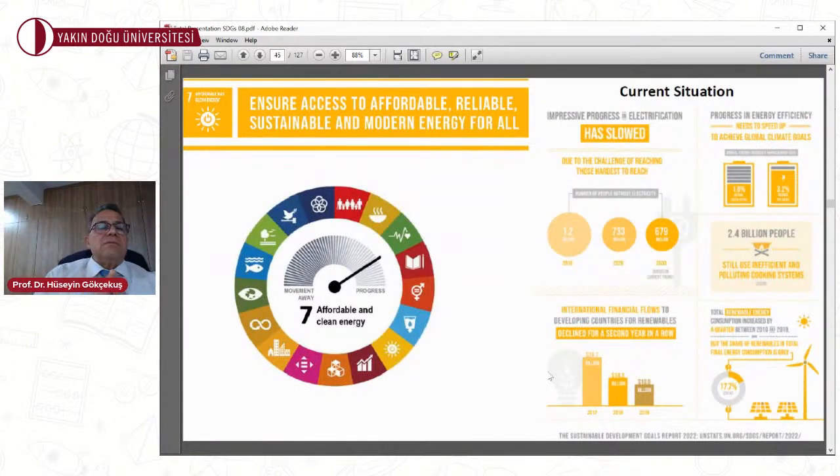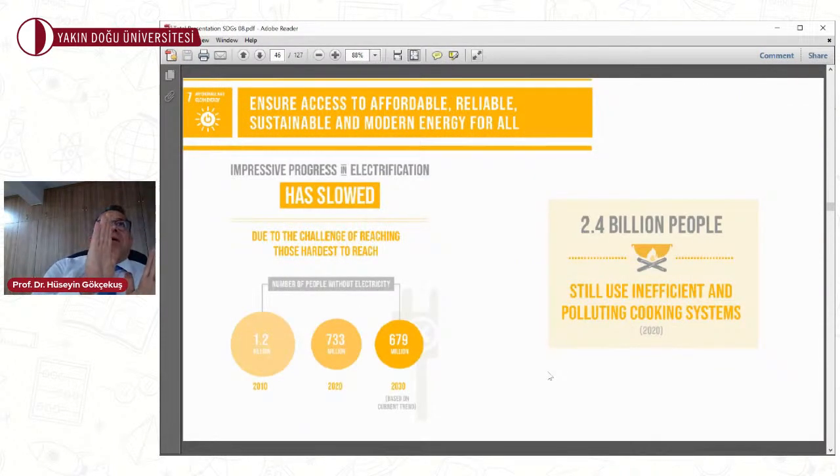Let's come to the second goal, goal 7, affordable and clean energy. You can see many current situations. Let's focus on some of them. Impressive progress in electrification has slowed due to the challenge of reaching those hardest to reach. The number of people without electricity: 2010, 1.2 billion. 2020, 733 million. And 2030, based on the current trend, will be 679 million. And 2.4 billion people still use insufficient and polluting cooking systems.